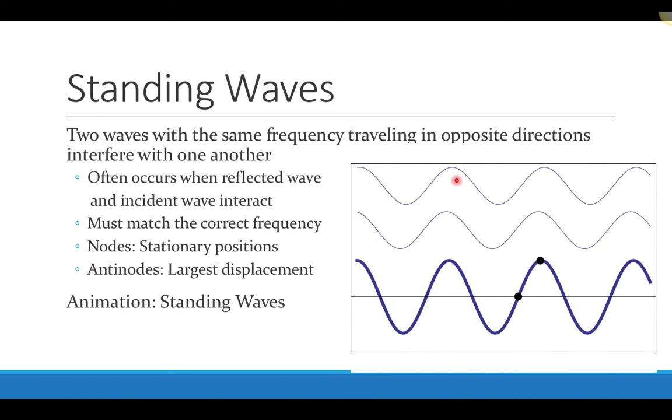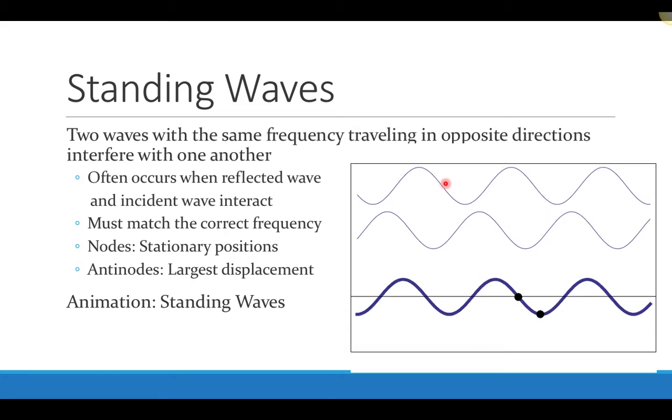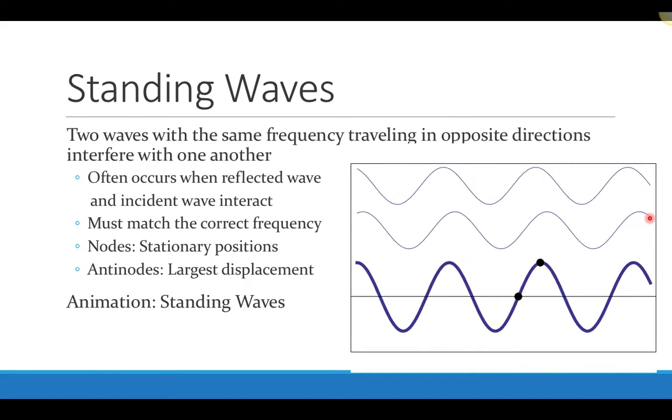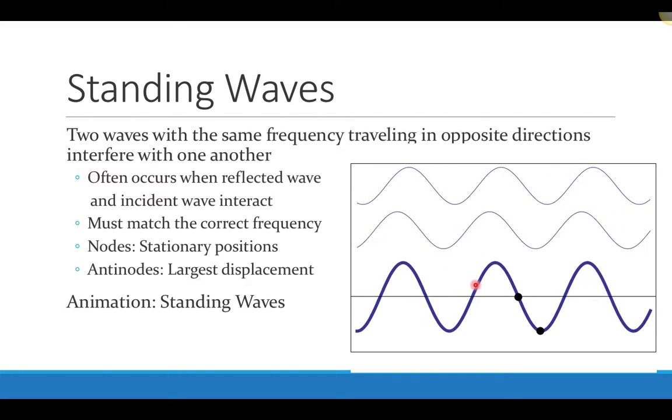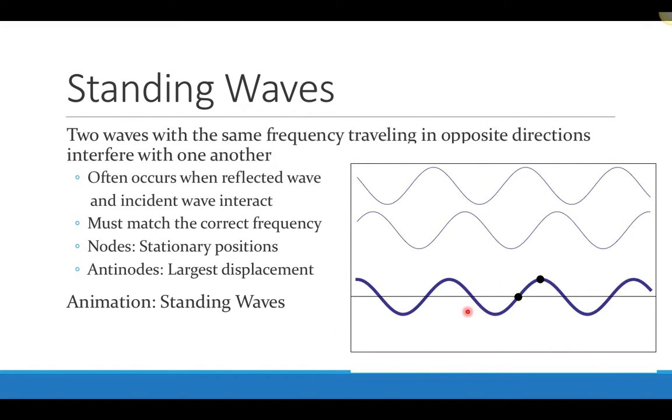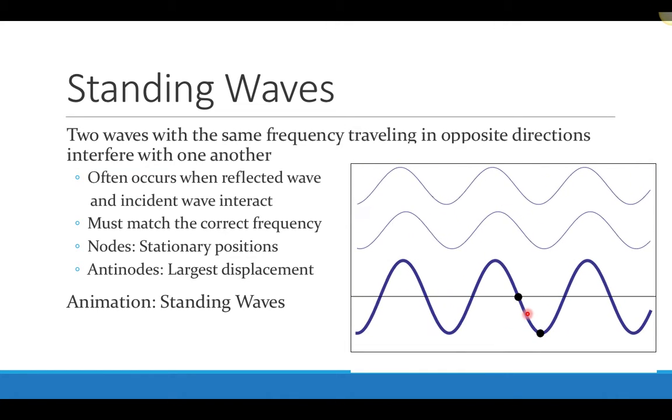So these two waves have the correct frequency traveling in opposite directions, right? The top wave is traveling to the right, the second wave is traveling to the left, and then the resultant of these two waves added together is down below, and this is the standing wave.